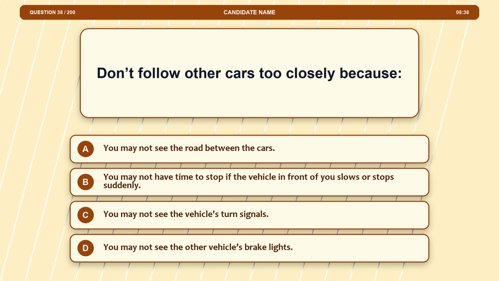Question 38. Don't follow other cars too closely because: Option A, you may not see the road between the cars. Option B, you may not have time to stop if the vehicle in front of you slows or stops suddenly. Option C, you may not see the vehicle's turn signals. Option D, you may not see the other vehicle's brake lights.